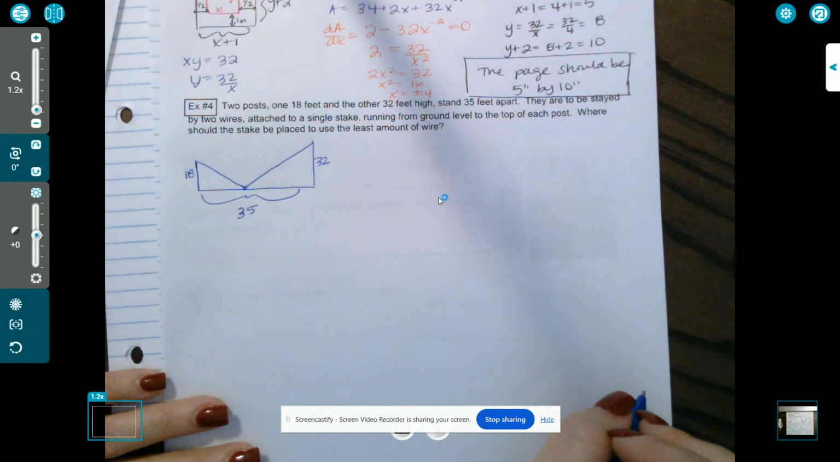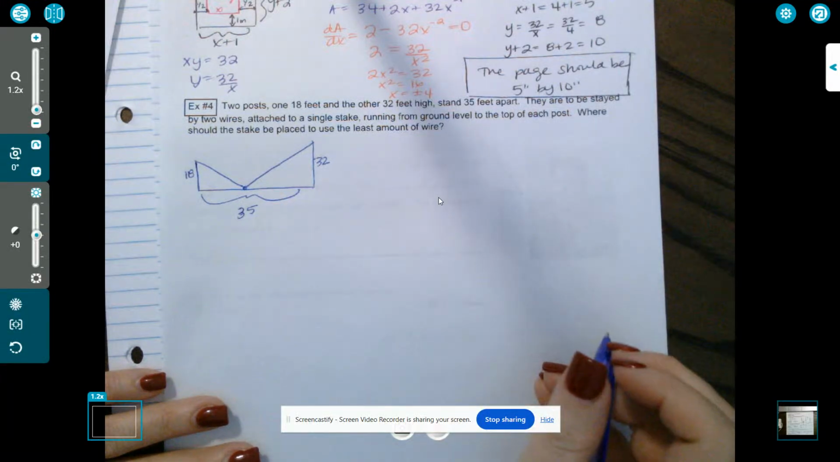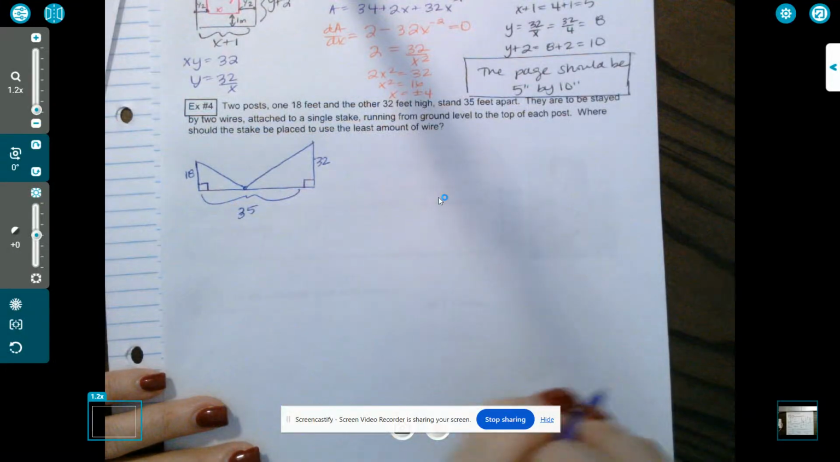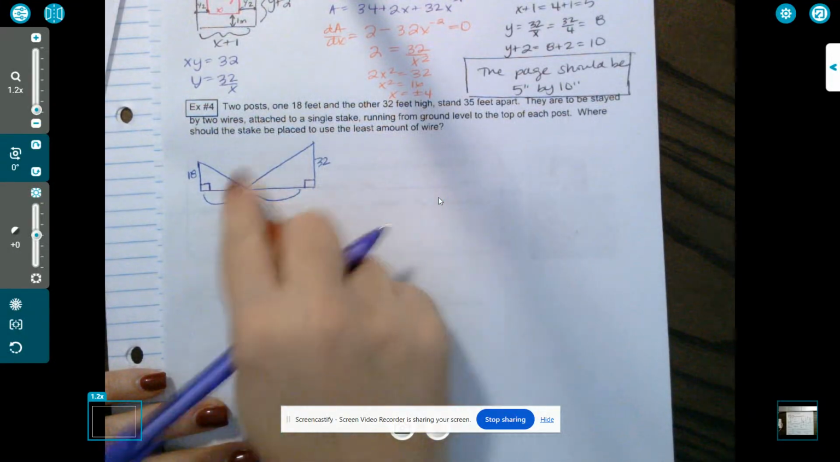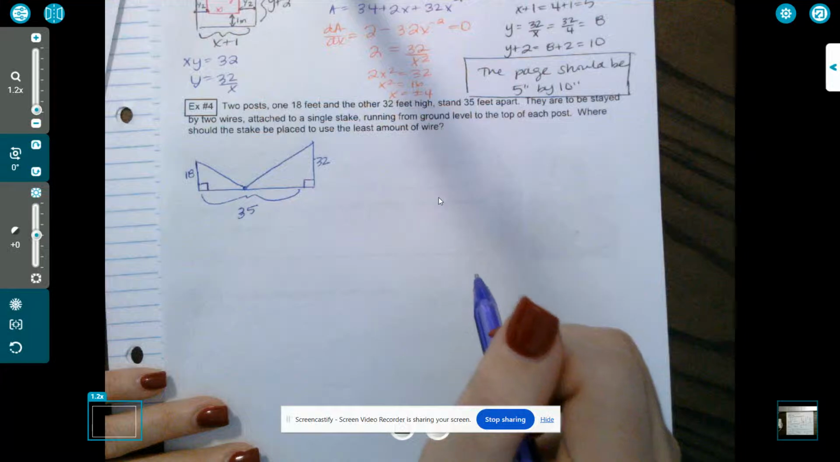Where should the stake be placed to use the least amount of wire? Okay, so let's just talk about what we know in general. We do know these make right angles with the ground. So now you're looking at a regular right triangle. So we know we're going to use the Pythagorean theorem at some point.